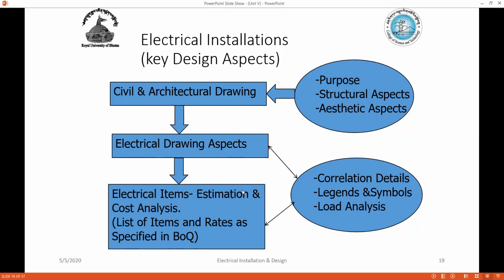Now, if we're doing it for tendering documents and all, we have to take care of the estimation and the cost analysis. And then we also have to do the cost analysis based on the bill of quantities. But if you're doing it for a private drawing, you don't have to do the bill of quantities. We just have to give the drawing.